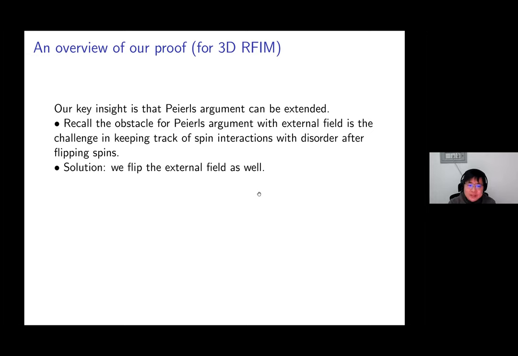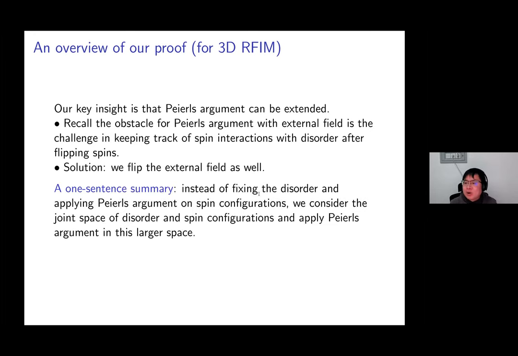The solution is actually very simple. We just also flip the external field as well. So basically, a one sentence summary of our method is, instead of fixing the disorder and applying Peierls' argument on spin configurations, we consider the joint space of disorder and spin configurations, and we apply Peierls' argument in this larger space.